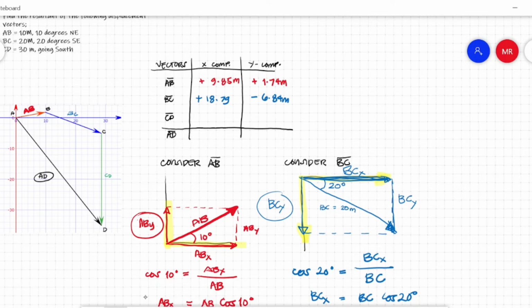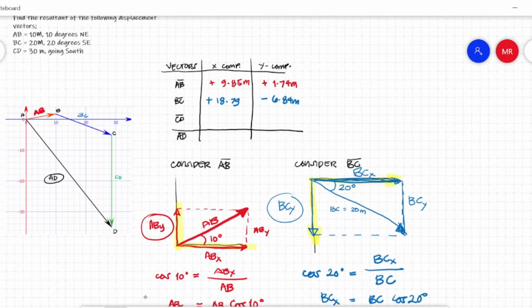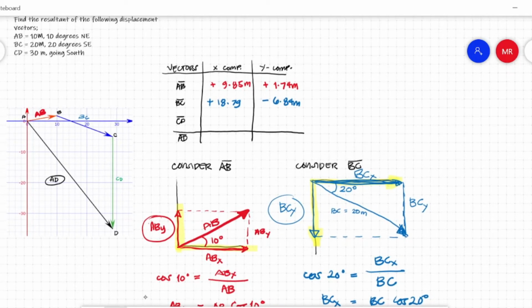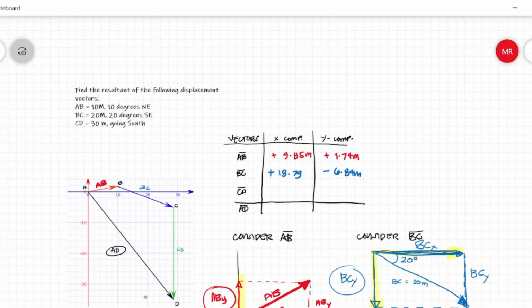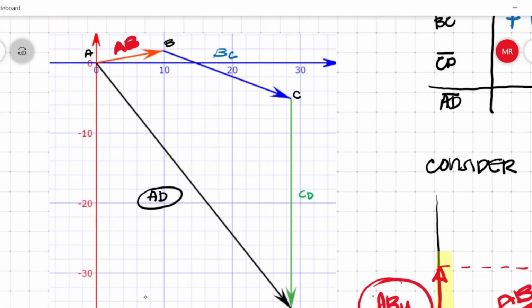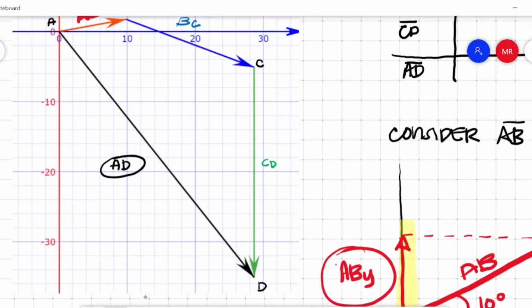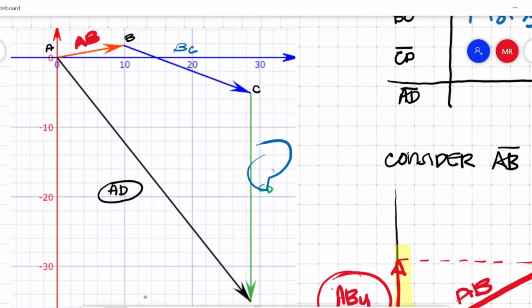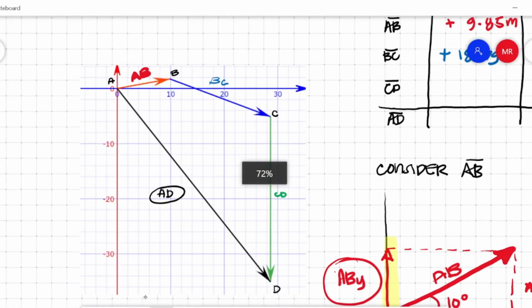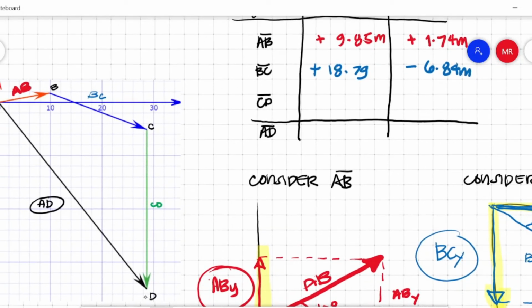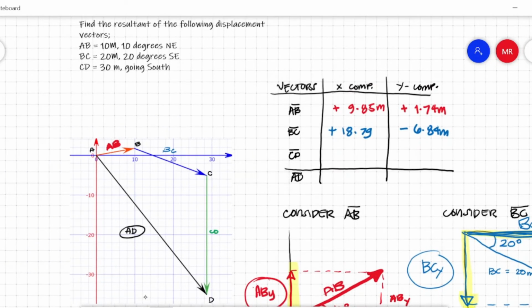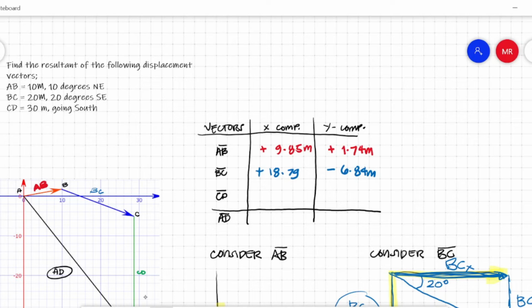For vector CD, it is very obvious kahit hindi na tayo mag-solve kasi yung vector CD is just a vertical vector. Therefore, wala siyang x component. Kung titignan nyo ang vector CD, pababa lang siya. So, no need nating i-solve yan kasi understood naman na itong CD will just have a vertical component which is equal to its magnitude. Ilan? 30 meters. So, wala siyang X component pero meron siyang negative kasi pababa na 30 meters.